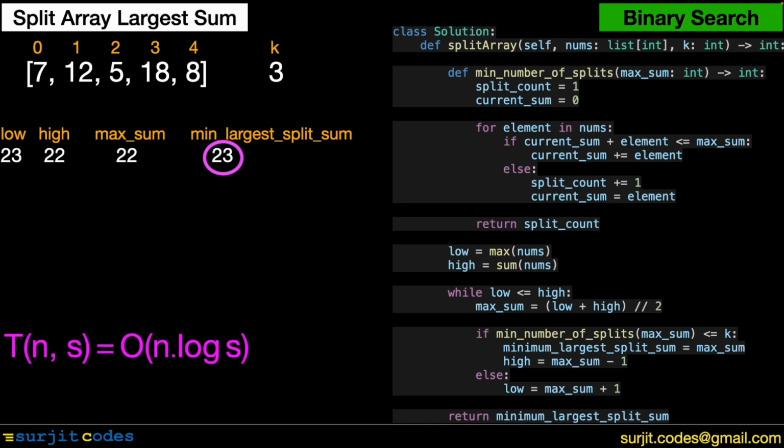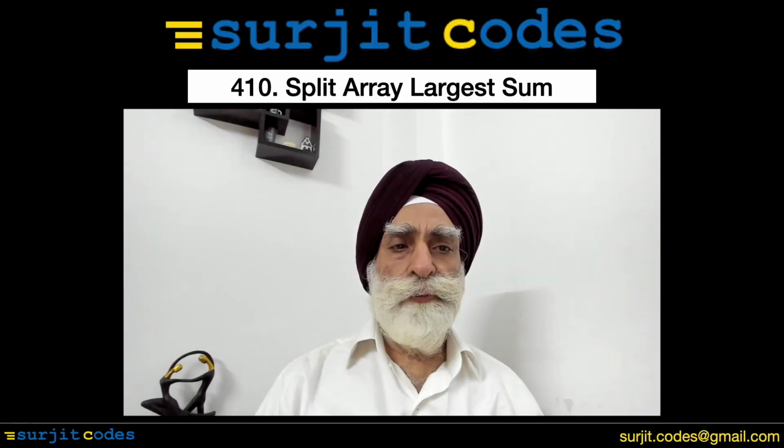If n is the length of the array and s is the sum of the integers of the array, then for each bisection of s, we process the list of n elements sequentially. So time complexity is of the order of n log s. Space complexity is constant.